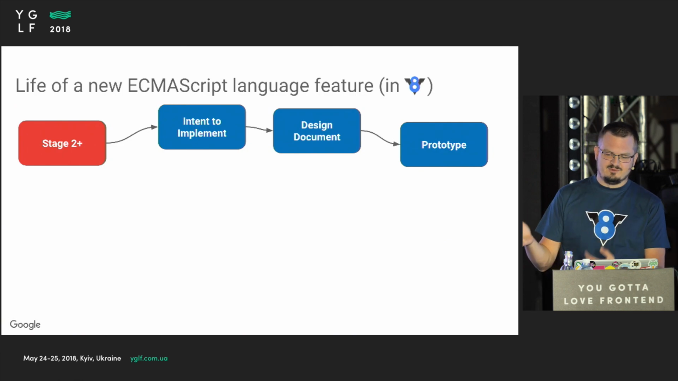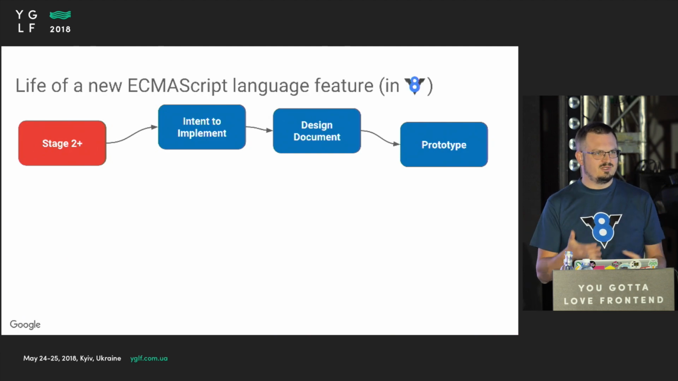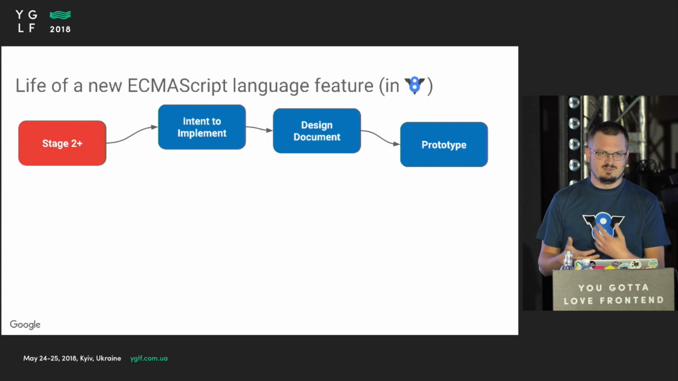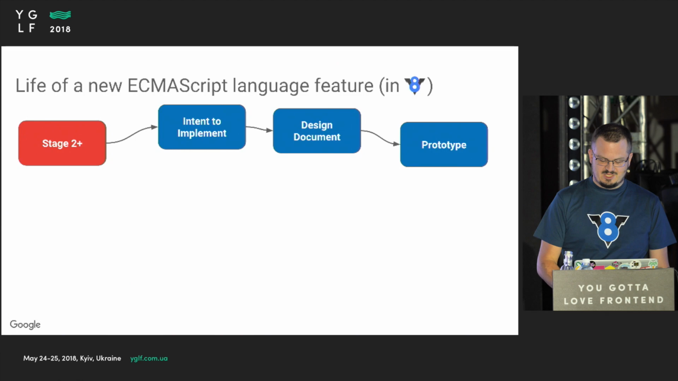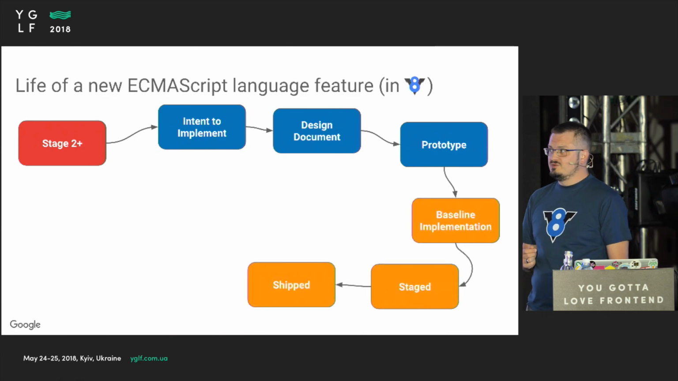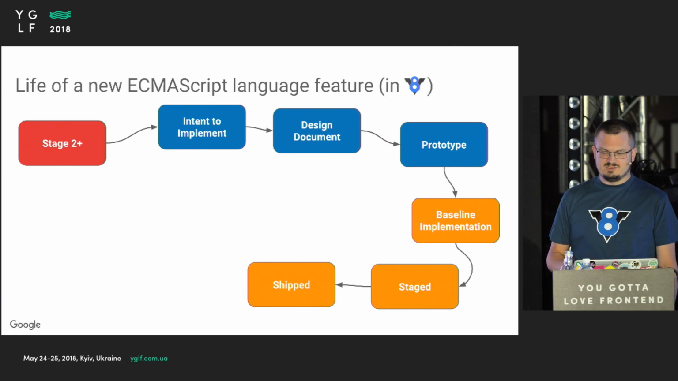Usually we derive it from things that, before it reaches stage 2, nowadays are usually already in Babel or Webpack or some of these tools. So we can already take some ideas from that and turn that into a prototype. From that, we create what we call a baseline implementation, which is just the first working implementation that we think, okay, we can ship this.